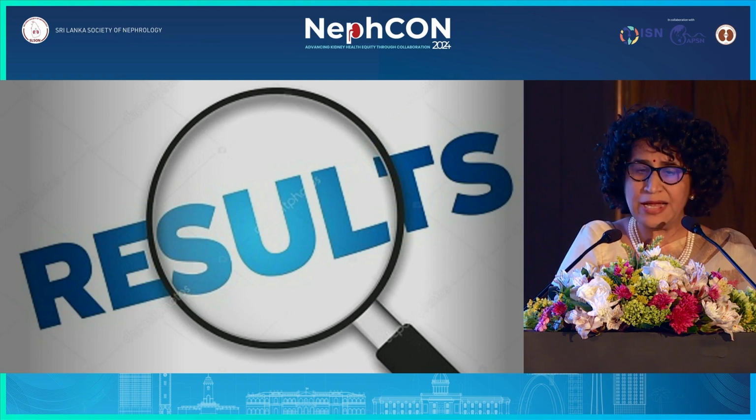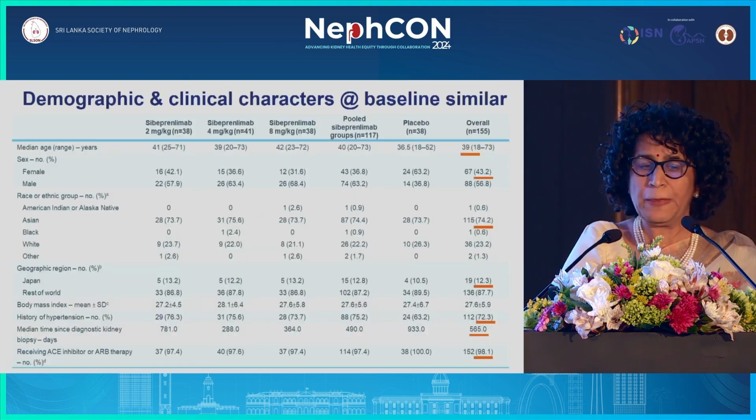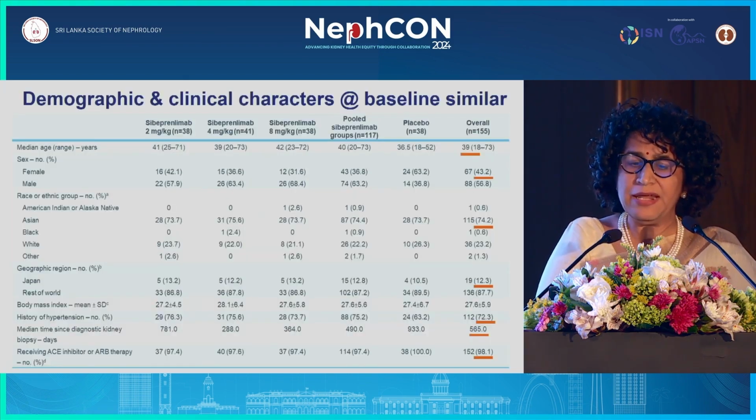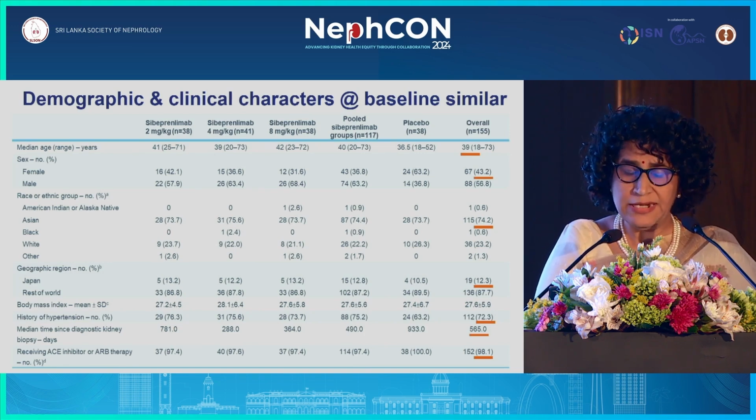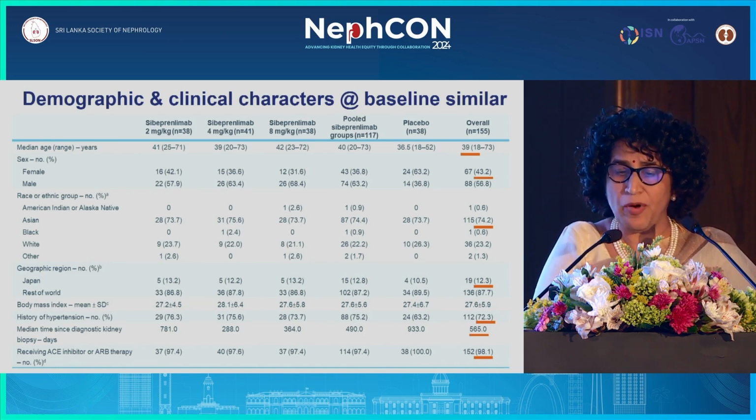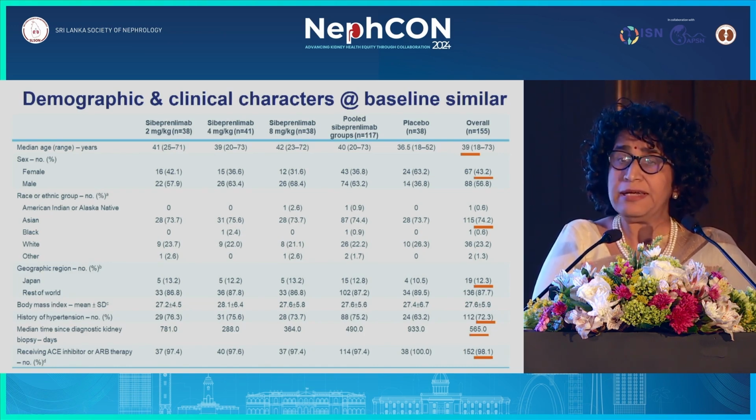And what were the results of this phase 2 trial? So as you can see, the median age was 39 years. There was no significant difference in the 4 groups at baseline. 43% of the population was female. 74.2% were Asians.